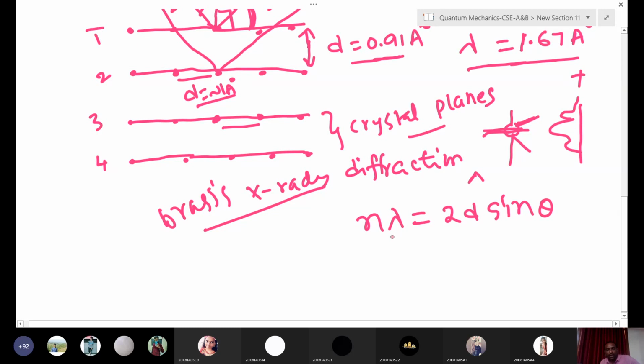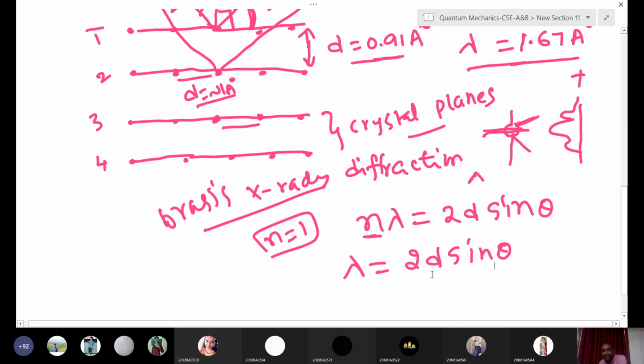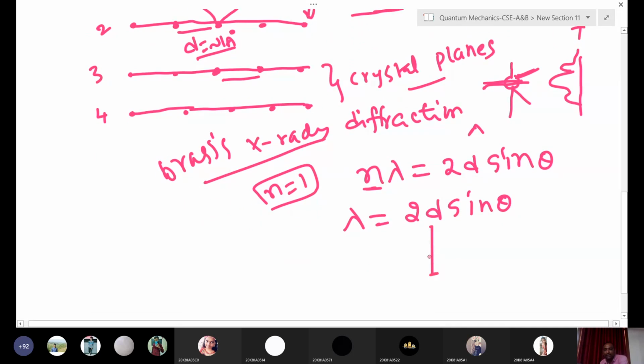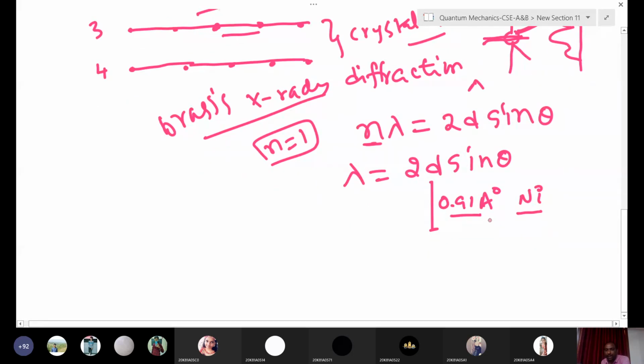So we are taking the first order of diffraction, so n is equal to 1. So lambda is equal to d sine theta. Here d is the atomic spacing. So what is the value? d is equal to 0.91 angstrom for a nickel crystal. This spacing will be different for different crystals. For a nickel crystal it is 0.91 angstrom.